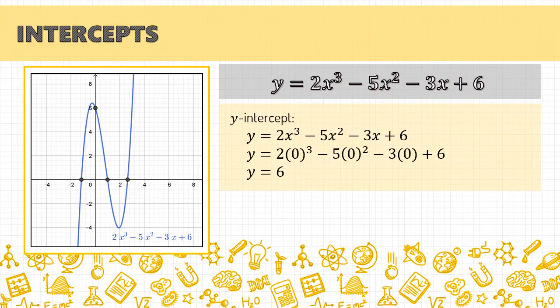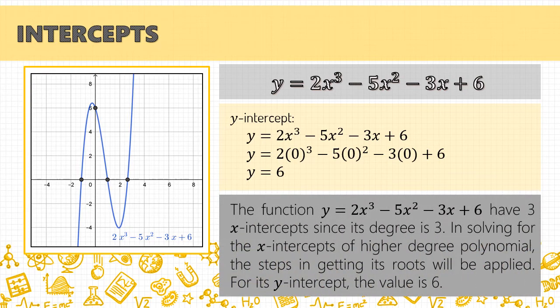Solving for the y-intercept, substitute 0 for all x on the function. Y is equal to 2 times 0 cubed minus 5 times 0 squared minus 3 times 0 plus 6. Y is equal to 6. The function y is equal to 2x cubed minus 5x squared minus 3x plus 6 has 3 x-intercepts since its degree is 3. For its y-intercept, the value is 4.